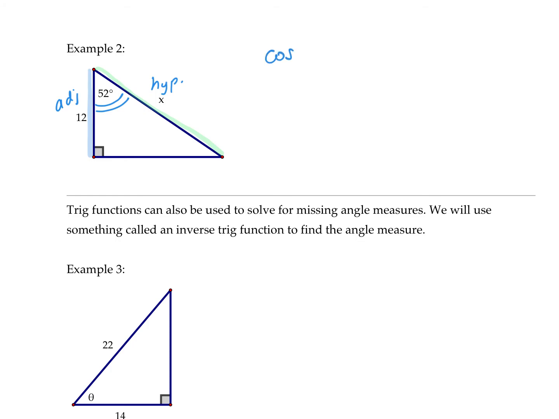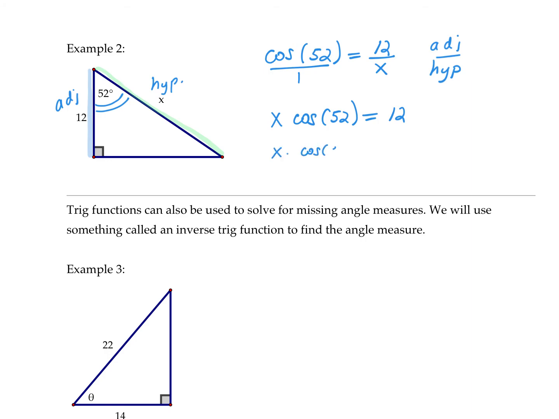So set it up. You have to be taking the cosine of an angle. So we have cosine of our angle of 52 degrees is equal to adjacent, the 12, over x. So adjacent over hypotenuse. Okay, put that cosine of 52 over 1, and then cross multiply. You get x cosine of 52 is equal to 12. Okay, next, take and divide both sides by the cosine of 52 so that we get x by itself.